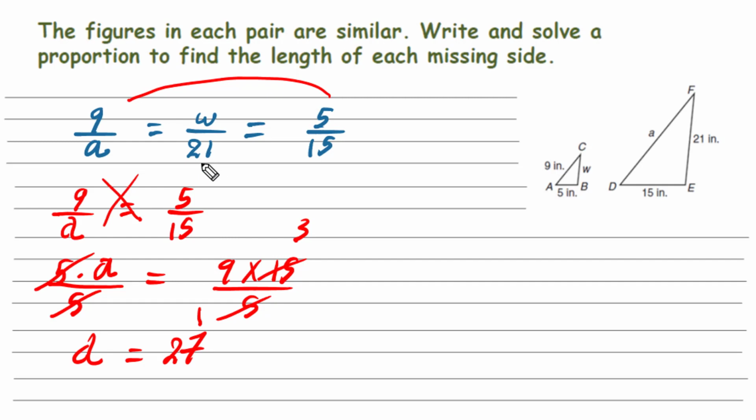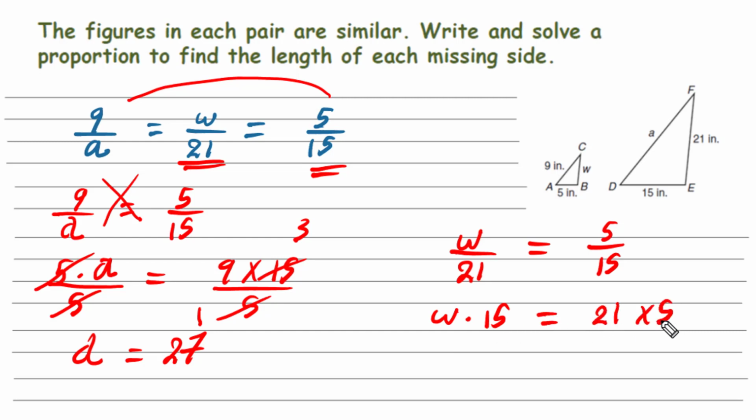To find the value of w, we will use the second and the third ratio. So we can write w over 21 is equal to 5 over 15. Use cross products. Now w times 15 is equal to 21 times 5. Now to find the value of w, we will divide both sides by 15. Cancel out common factors. We get w equals 15 and 5 are divisible by 5. Divided by 5 equals 1.